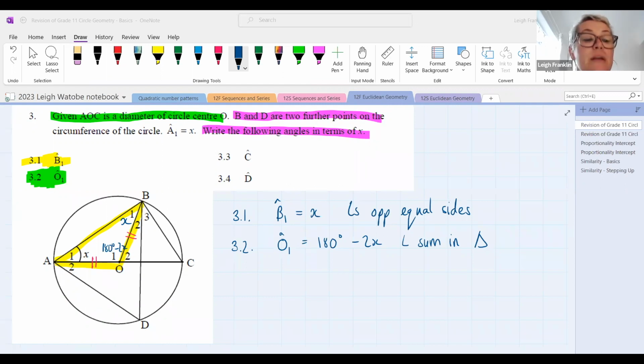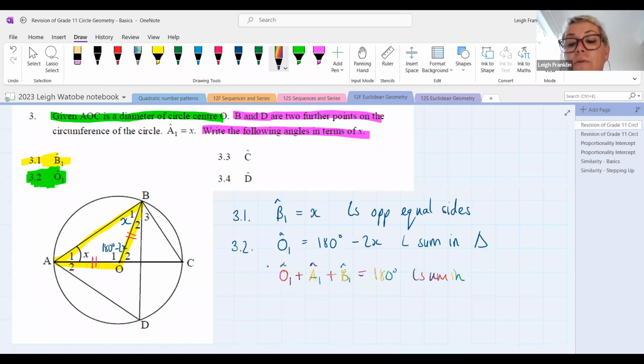In other words, if you add x and x together, you get 2x. What we did here is we said angle O1 plus angle A1 plus angle B1 gives us 180 degrees because of the angles of a triangle. O1 is what we want to work out an expression for. A1 is x, B1 is x. So now when I take these two x's over to the other side, it's going to be 180 minus x minus x, which is minus 2x. That's where it comes from. So that's the explanation.